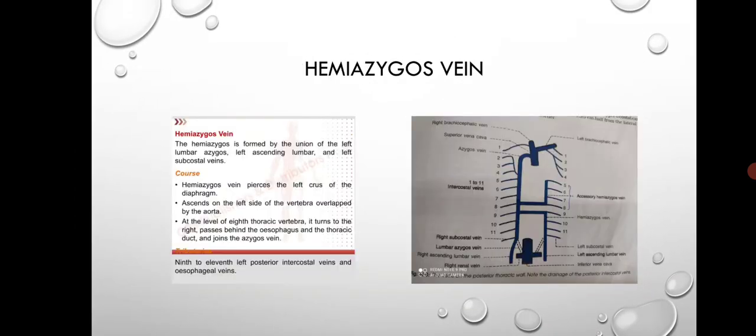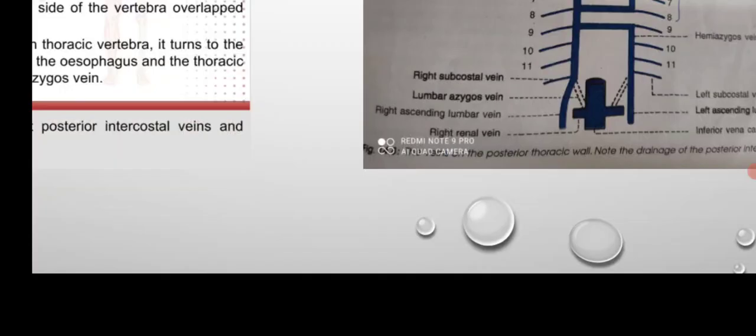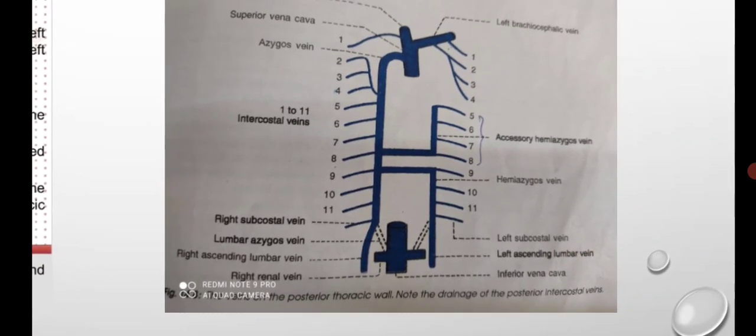Then the hemiazygous vein. So this hemiazygous vein is a mirror image of the lower part of azygous vein. If you have seen carefully, it is a mirror image of the lower part of azygous vein. That's why it is also called the inferior hemiazygous vein.